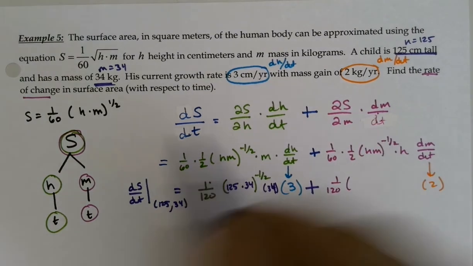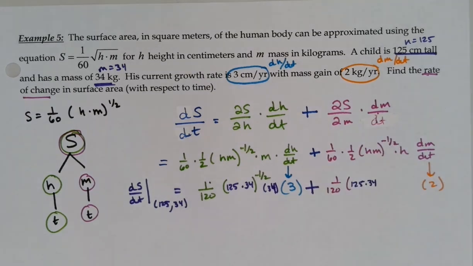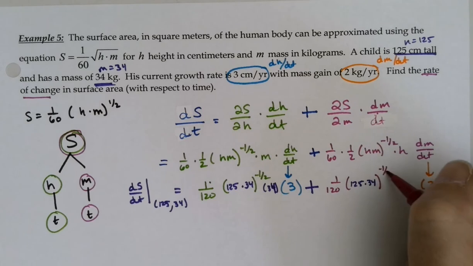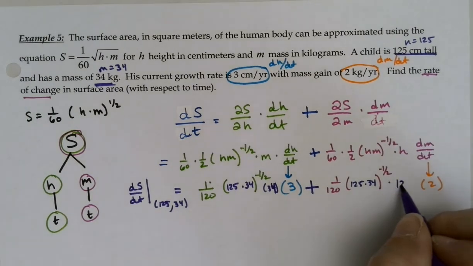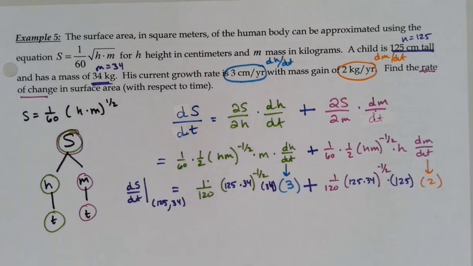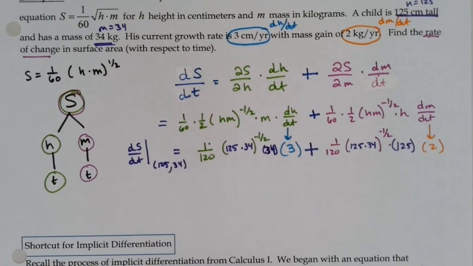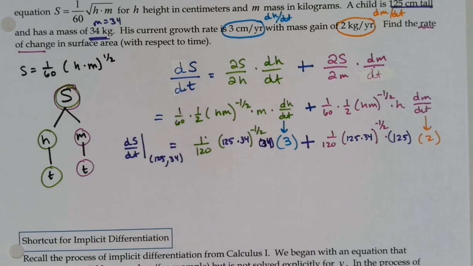All right, and then again, it will be 125 times 34 to the negative 1/2 times h, which was given as 125. All right, so now let's just find all of that, right? So we find it all with a calculator or with Maple.